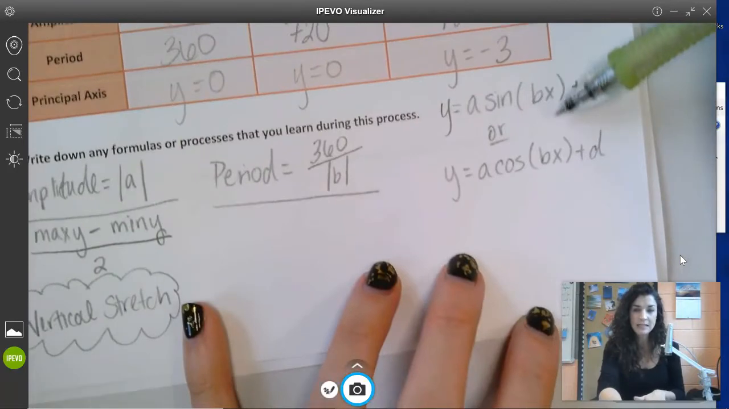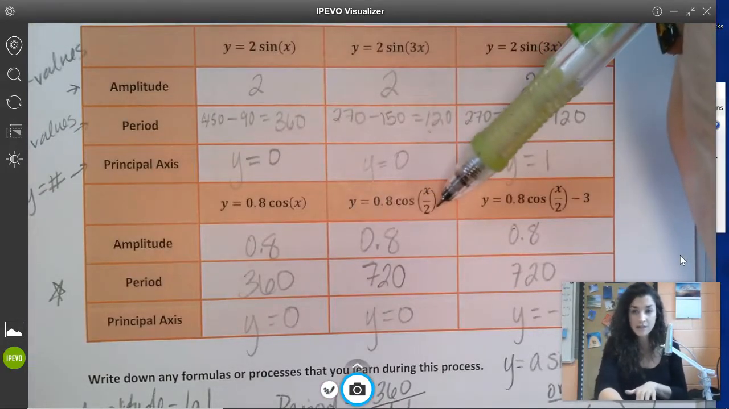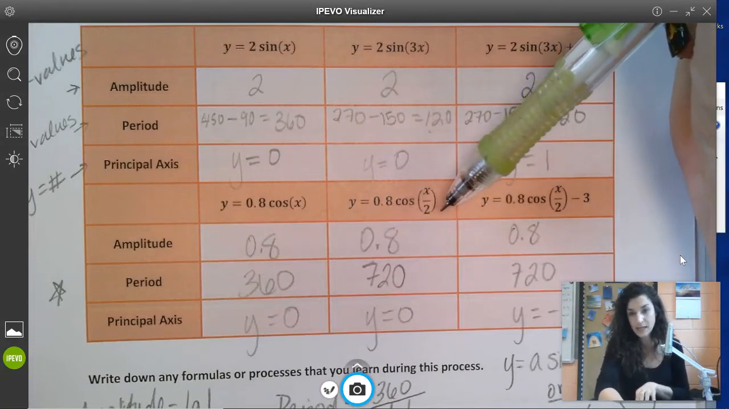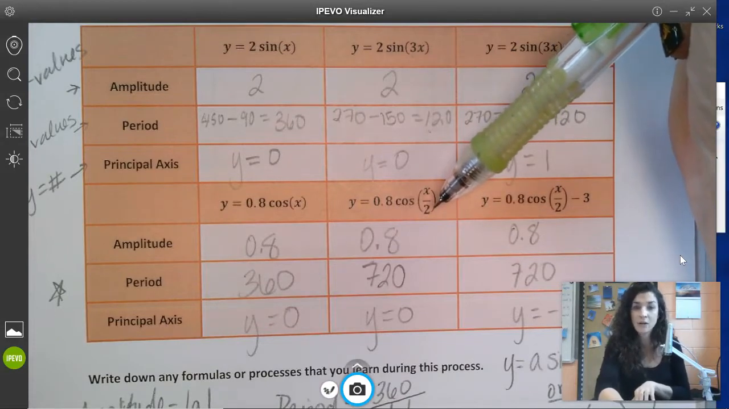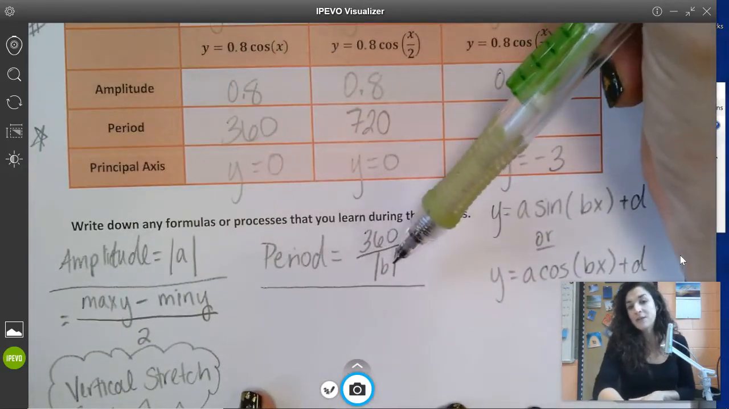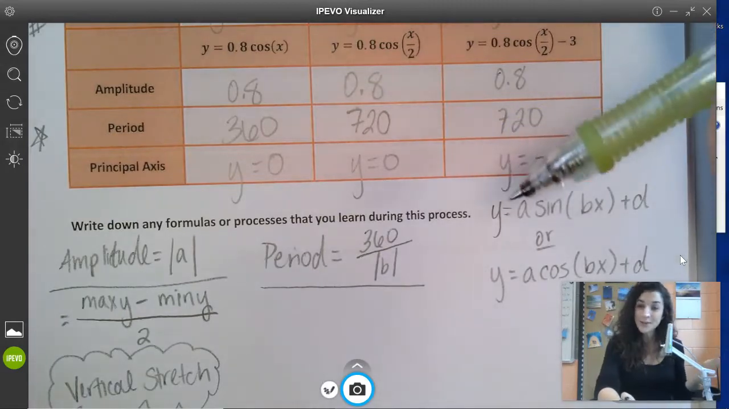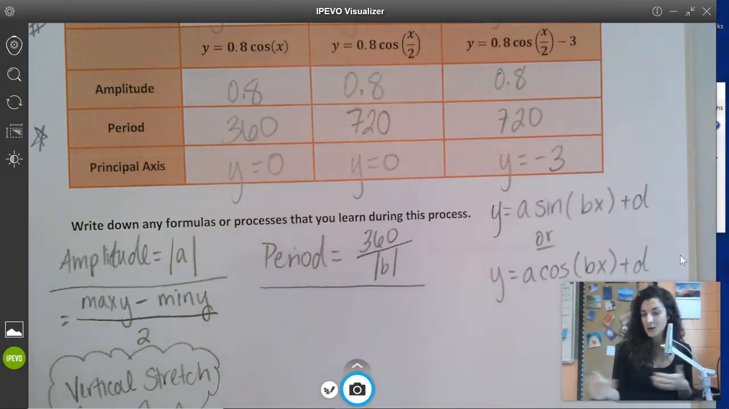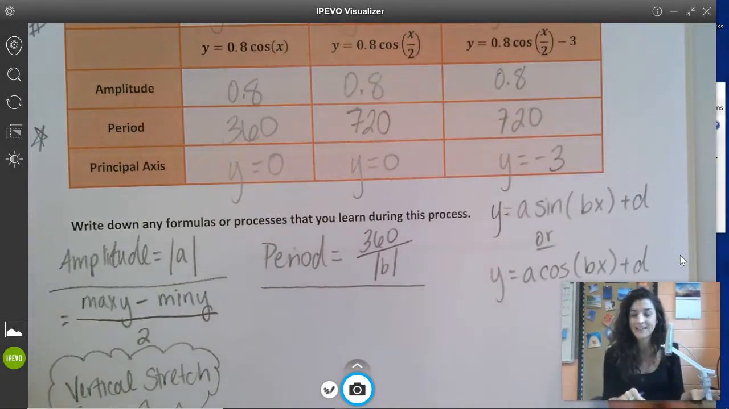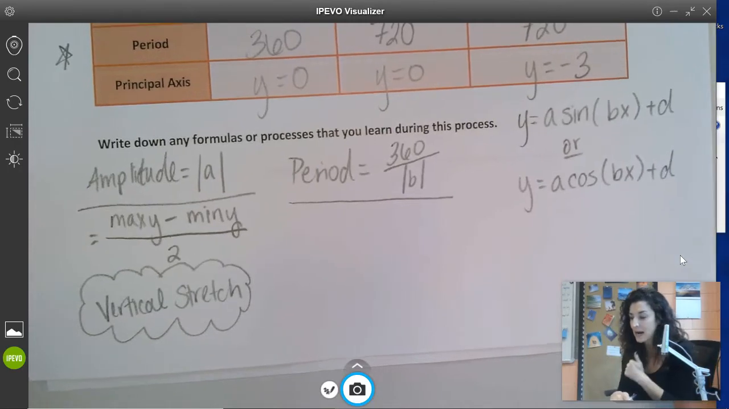And since b is here an operation of multiplication, we should think of this more like multiplication. So instead of thinking about it as dividing by 2, we think about it as multiplying by 1/2. So we would divide 360 by 1/2, which is the same thing as multiplying by 2, and so it becomes 720. We'll practice this together in class. So it's just take whatever that b value is and divide 360 by it.